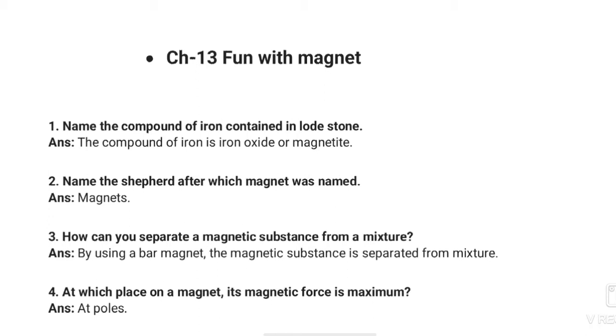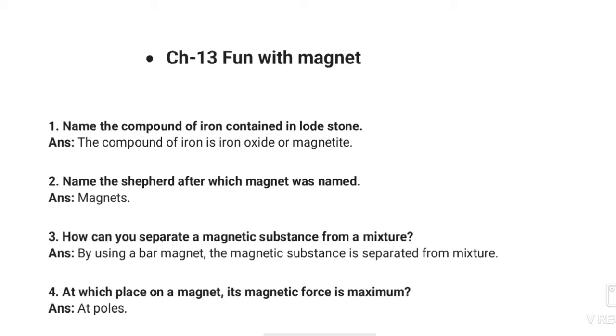We will revise chapter 13, Fun with Magnets. Students, in this chapter we learned about the discovery of magnets, types of magnets and magnetic materials. So today we will revise through question and answer.